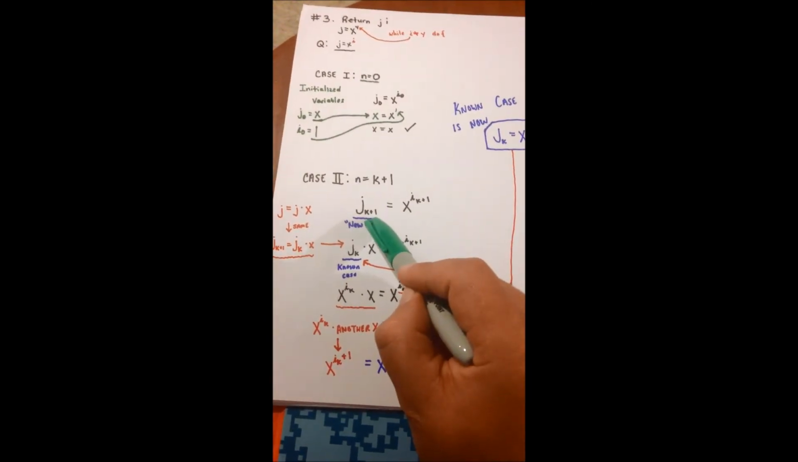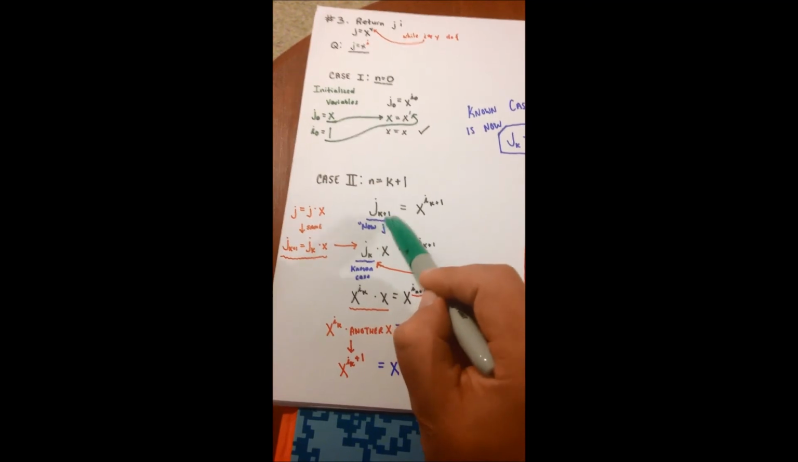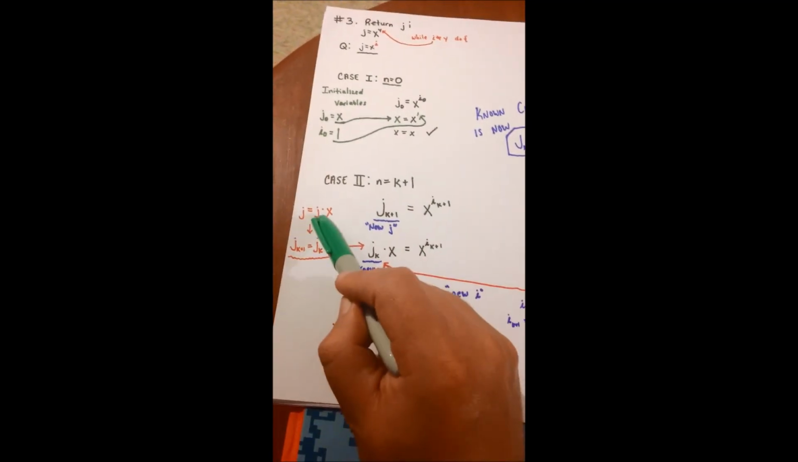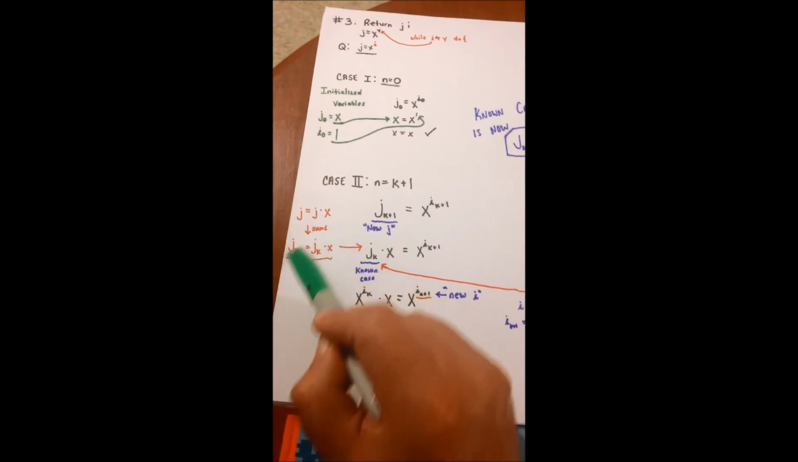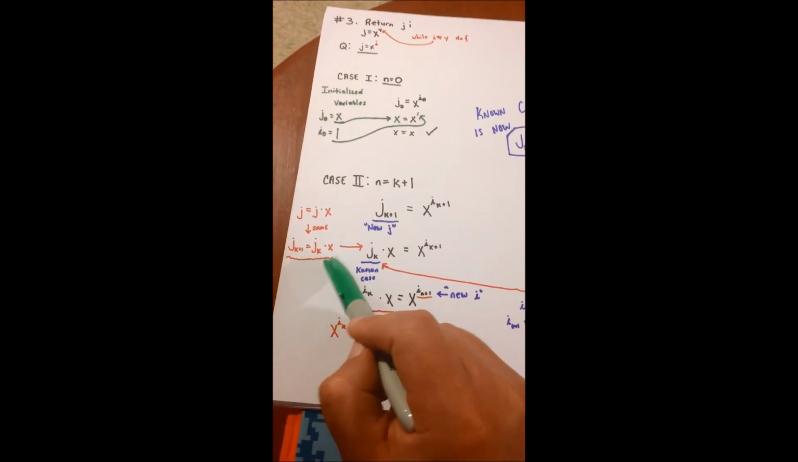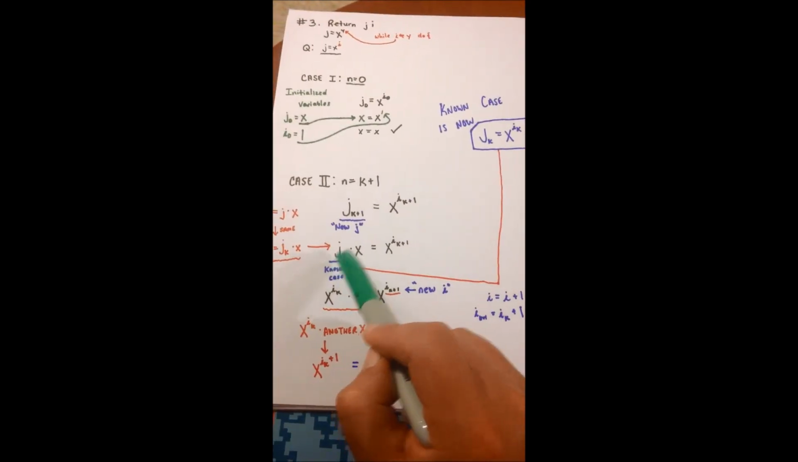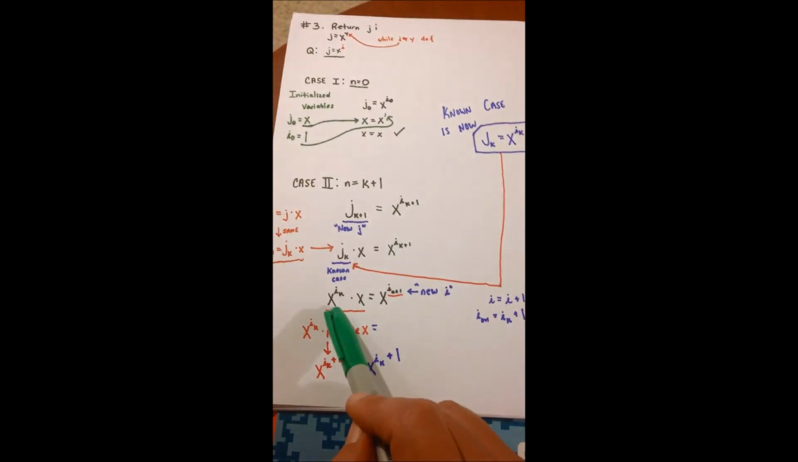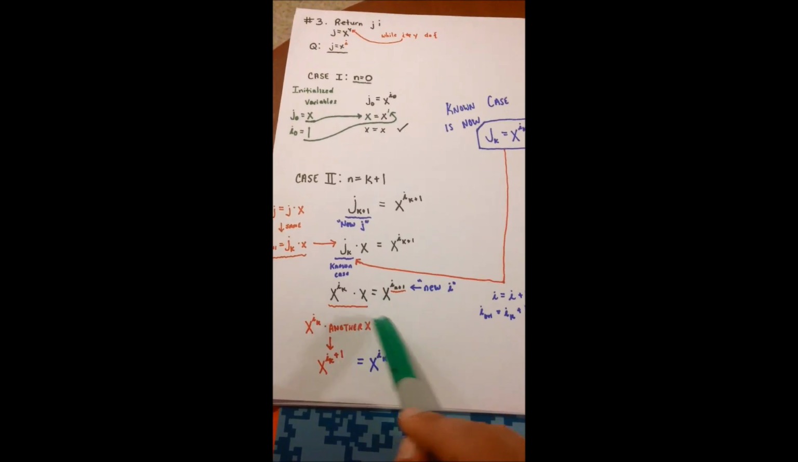So your new J. The hardest thing for me to see was when you see this new JK plus 1, that's your new J. And then you have to look to the code to see what J is doing. So new J is old J times X. Old J is given. Plug that in. And then start simplifying a little bit.